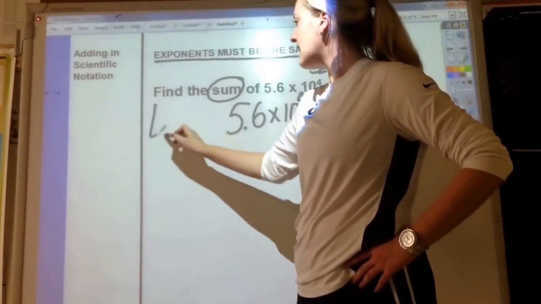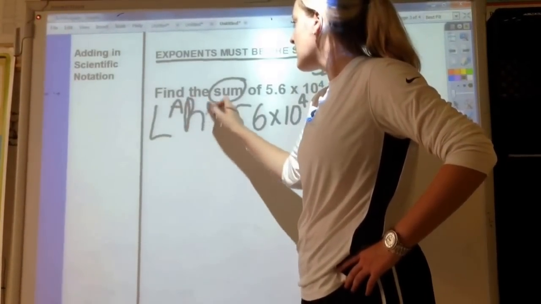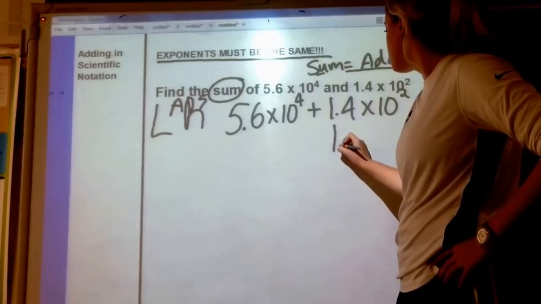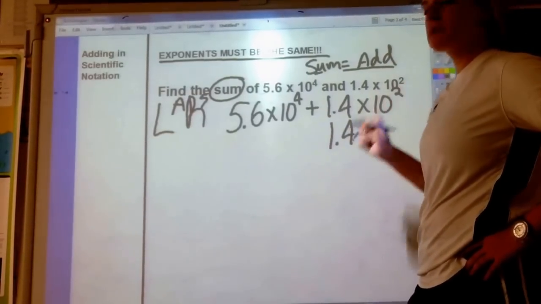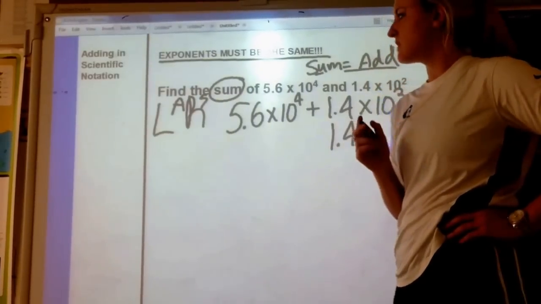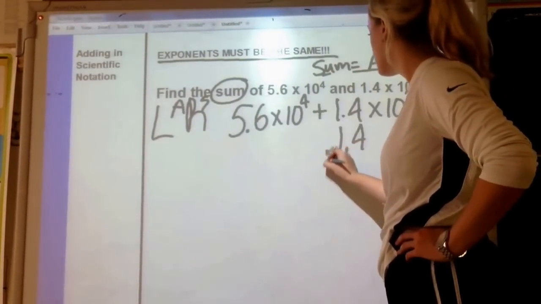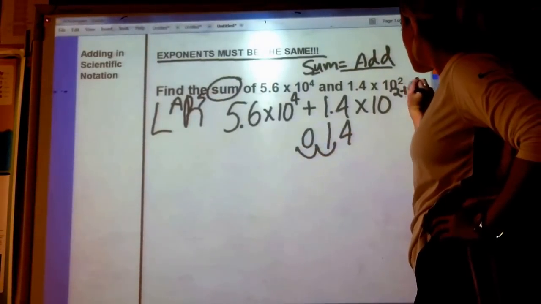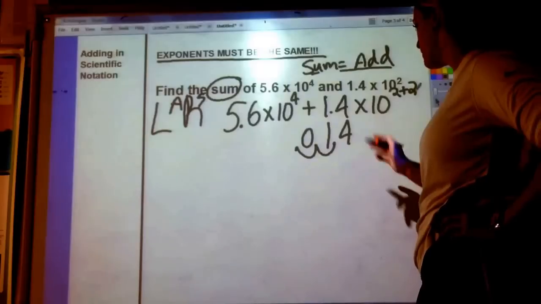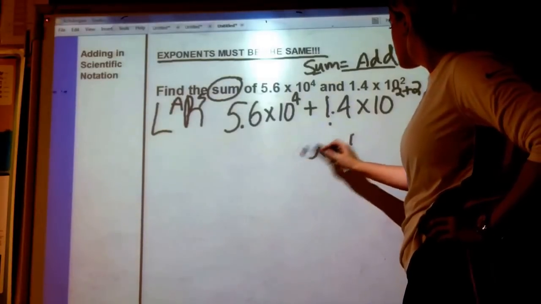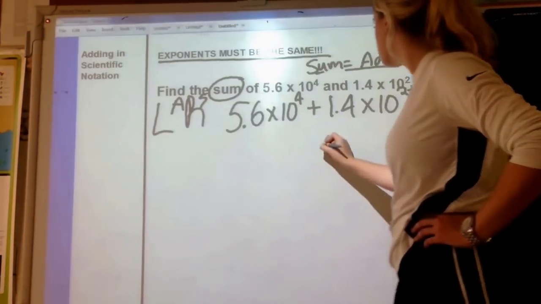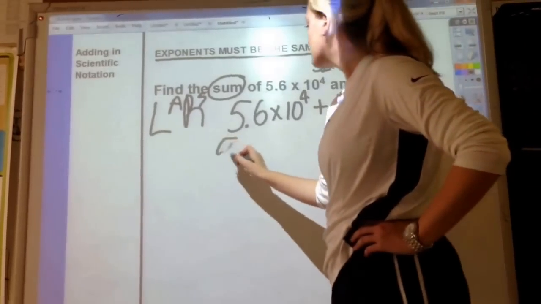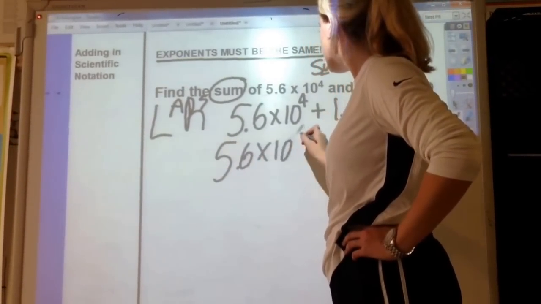And I know that the way that I can add to my exponent is to move my decimal left, and this is where you remember your good friend Lars. So if I'm going to pull out my coefficient, I need to get 2 to 4. So I know I need to move my decimal to the left 2 places. Let's go ahead and do that. 1, 2, drop off my decimal, and now I have 0.014, and that allows me to add 2 to my exponent. So my new problem looks like this. 0.014 times 10 to the 4th. And then of course I have 5.6 times 10 to the 4th.